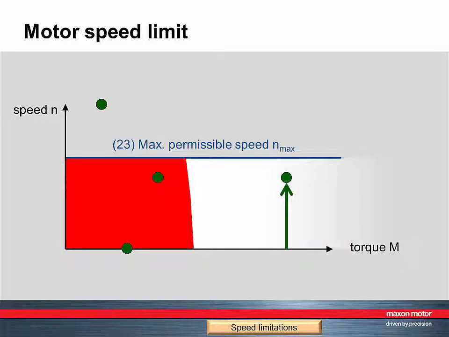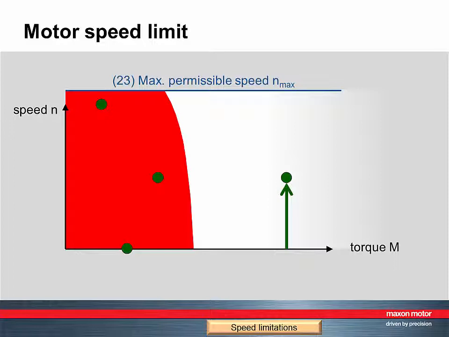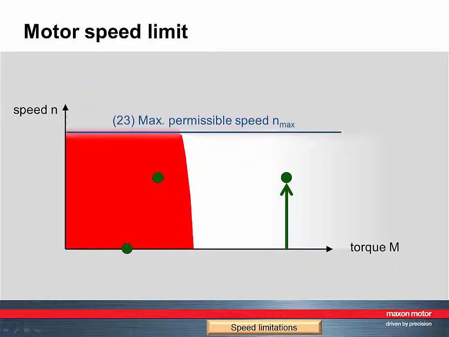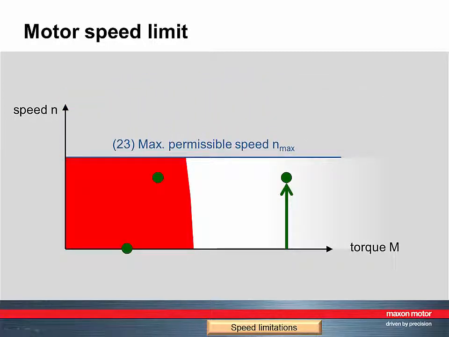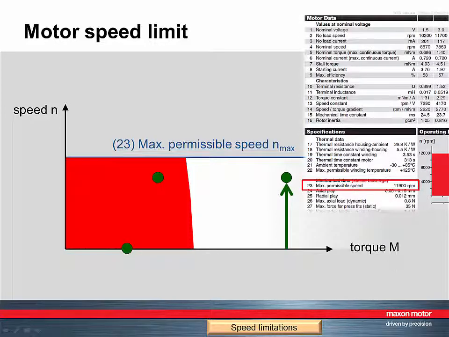We start with looking at motor speed. We need a motor with a speed limit that is high enough to cover all the operation points. The maximum permissible speed corresponds to the upper limit of the operating range diagram. In our case, the operation point with the highest speed cannot be covered. One would need a different motor with a higher speed limit. However, if this high-speed operation point is not needed, the original motor is good enough. The speed limit of Maxon motors can be found in line 23 in the specification section or in the diagram.